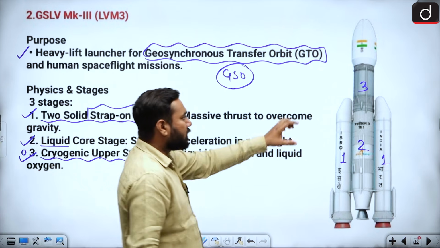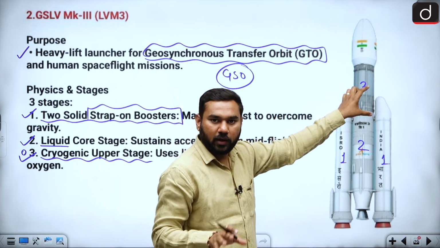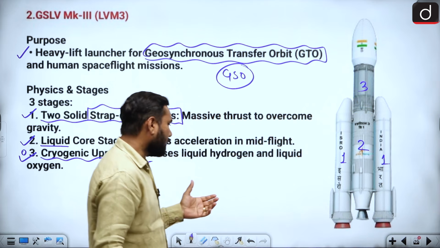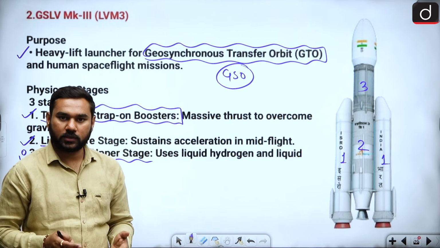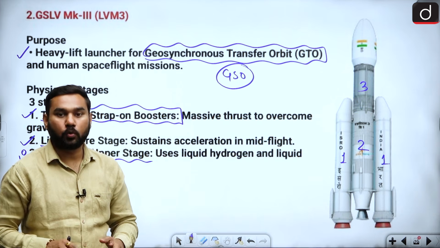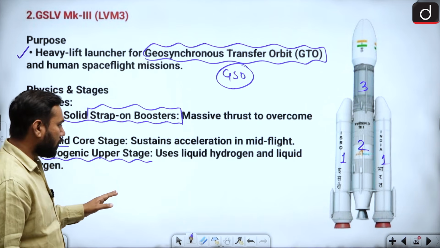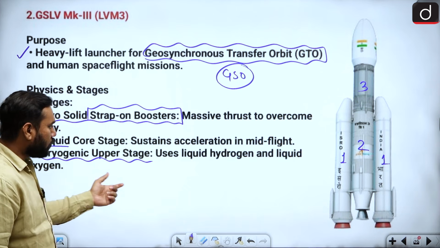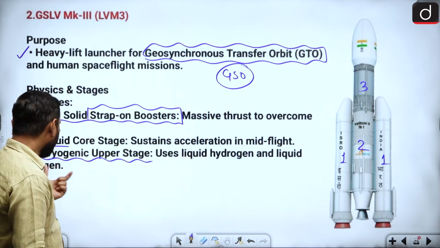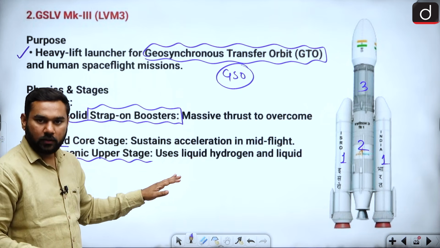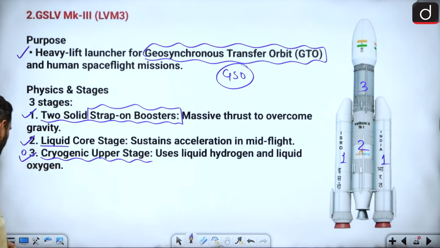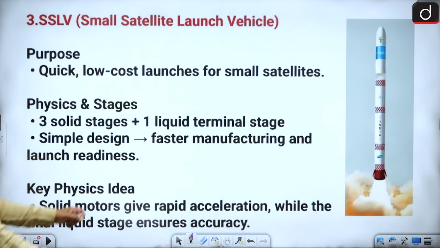Cryogenic engine is always present in the upper stage, which is very powerful, and you know that it is a very secret technology. India became the 4th country which can have this cryogenic engine, but with its own made indigenous technology. And in this part we are using liquid hydrogen and liquid oxygen. We also talk about the fuel system in detail in this video. So let's move and talk about the next one.